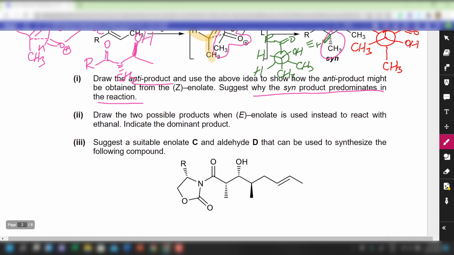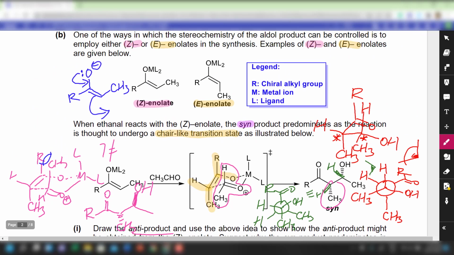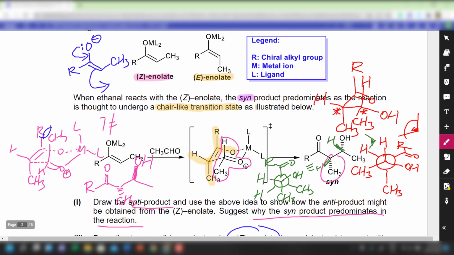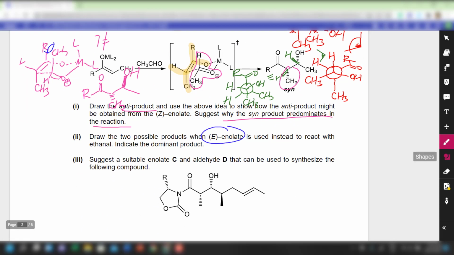Okay, then for part 2, draw the two possible products when E enolate is used instead to react with ethanal. So I'm going to draw the two products when the E enolate is used. First of all, you know that if E enolate is used, you must ensure that the R and the CH3 are in the cis position. So therefore, the transition state should look something like this. I'm just going to draw one of them out, and then the other one will be details. So it's R, and then down, and then like this, and then this will be an H, and then the CH3 is here.